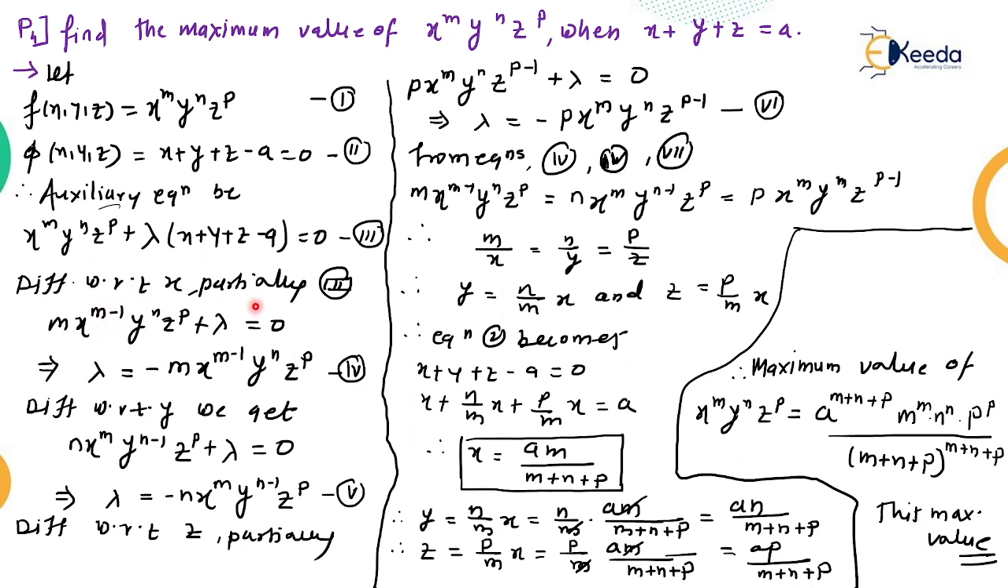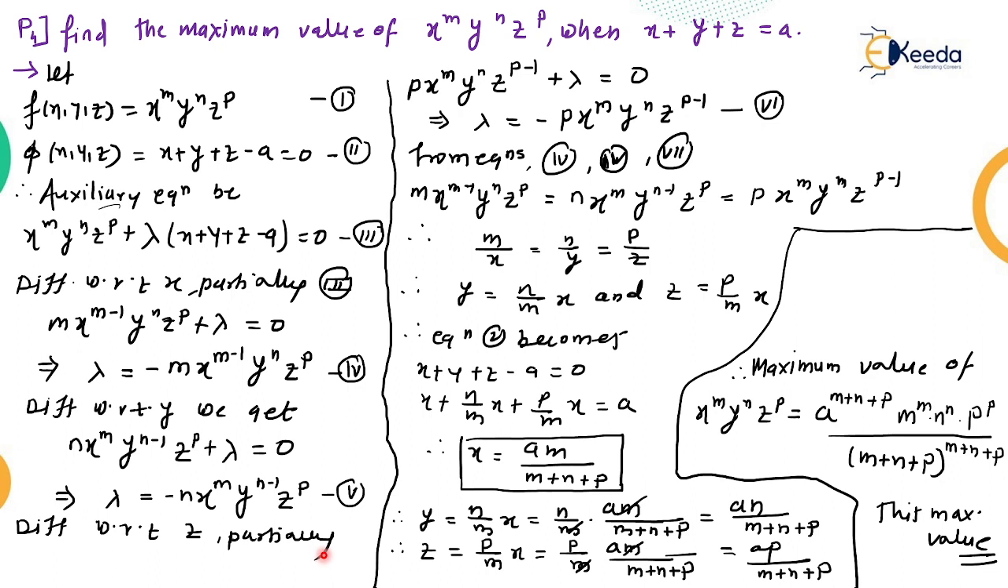We differentiate this with respect to x, getting lambda, differentiate with respect to y, getting lambda again, and with respect to z, getting lambda again, and we equate these values of lambda. You get the values of y and z in terms of x. Once you find the values of x, y and z, you get the maximum value of the function. So your final answer is a raised to m plus n plus p into m raised to m, n raised to n, p raised to p, divided by m plus n plus p, the whole bracket raised to the power m plus n plus p. This is your answer.